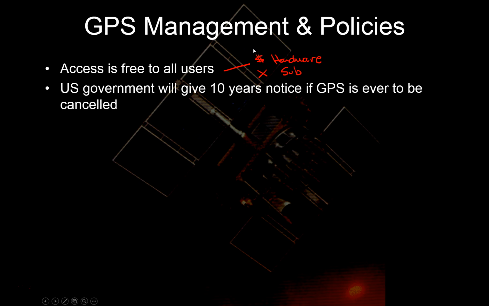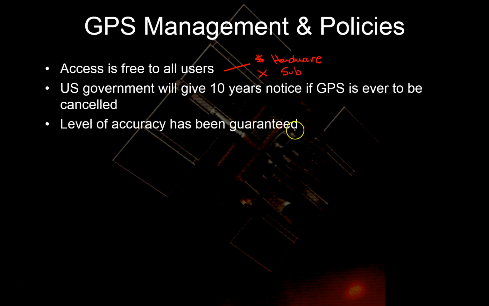GPS is similar in that you obviously need to buy the hardware, the GPS receiver itself, like your cell phone or whatever, but there is no subscription. Once you have the hardware, the service is free. The U.S. government will give 10 years notice if GPS is ever to be canceled, but again, as the video says, it's fundamentally a backbone of world economics. There's so much business, and the world wouldn't work the same way today if GPS and other supporting systems were not in place. So it's extremely unlikely that that would ever be the case.